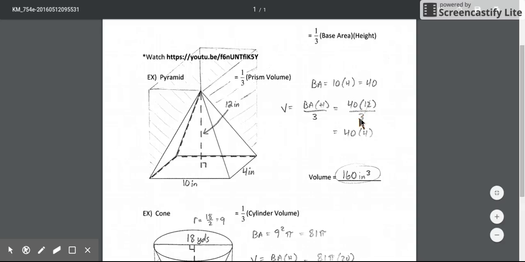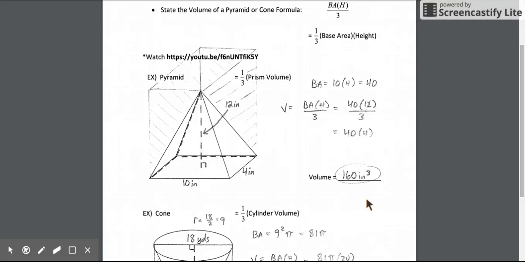And sometimes you're allowed to simplify first or divide first in order to multiply with smaller numbers. So anytime you can reduce before you multiply, do that, and it'll help simplify your multiplication. So we could do 40 times 12 and then divide by 3, or we could do 12 divided by 3 first, and then do 40 times 4. Either way, we get the volume of the pyramid to be 160 cubic inches.